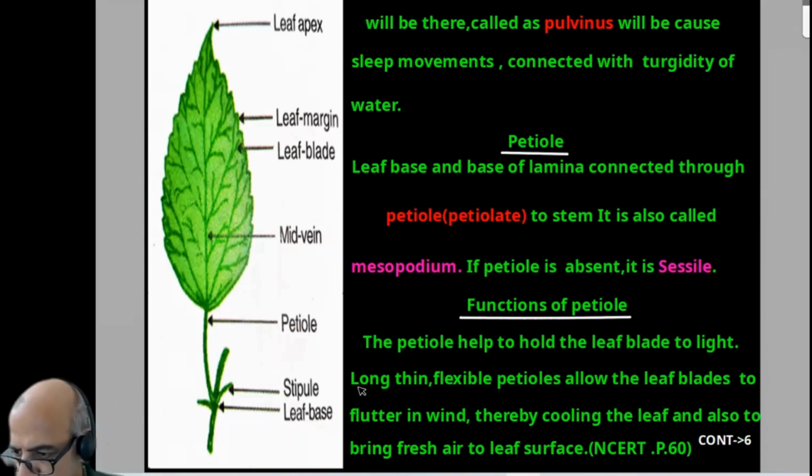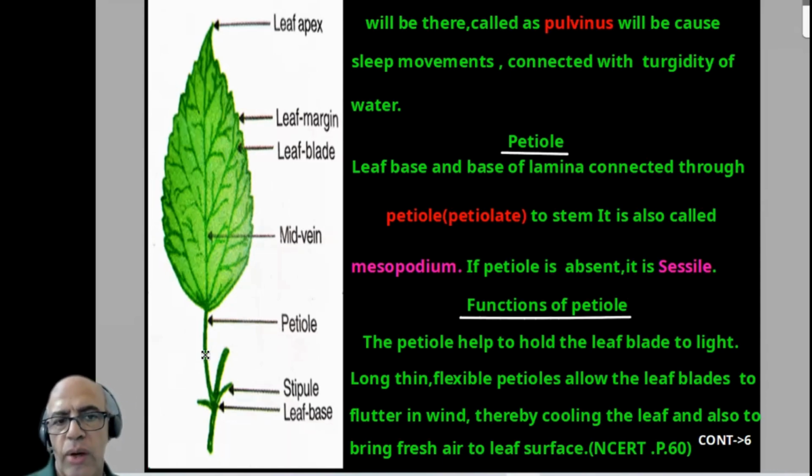Petiole means this is the place, this is the structure. So this part and this part get linked with the petiole. So leaf base and base of the lamina. This is the base of the lamina, this is the leaf base. These two are connected by the petiole. If petiole is there, it is called petiolate. So the base of the leaf base and base of lamina connected to the stem is called petiole.